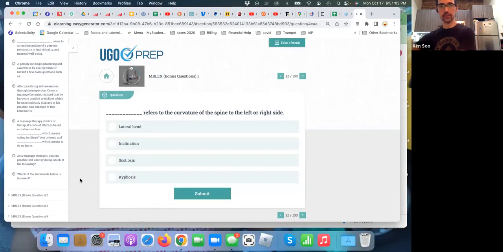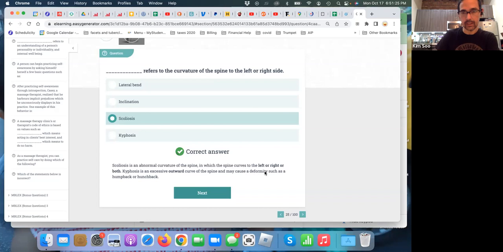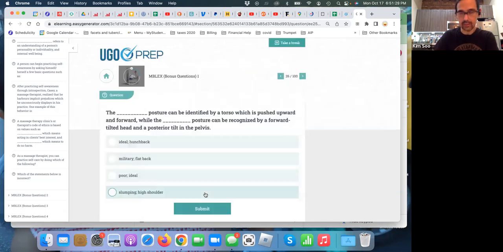Blank refers to the curvature of the spine to the left or the right side. That is scoliosis, to the left or the right. Oh, listen to this. Okay, kyphosis is an excessive outward curve of the spine. Yes. Okay, I just wanted you to hear that.